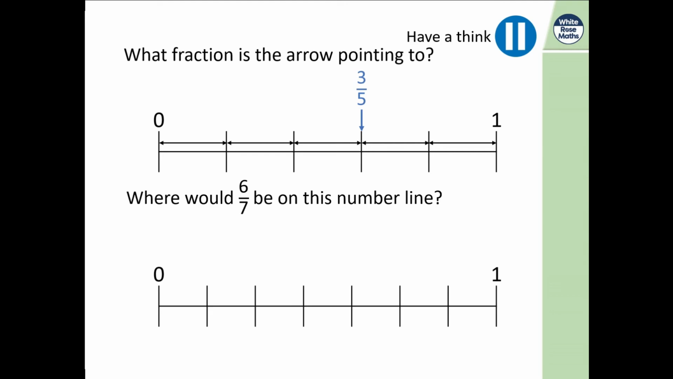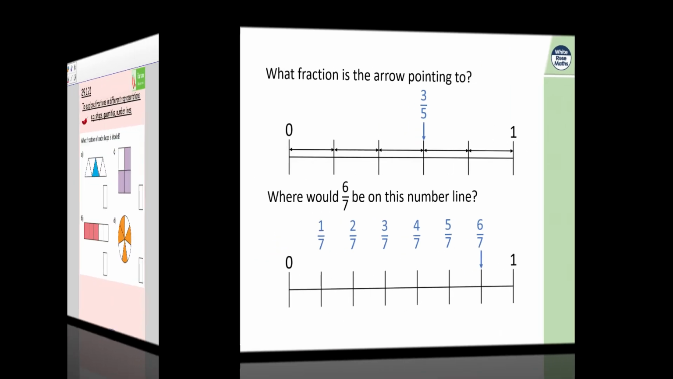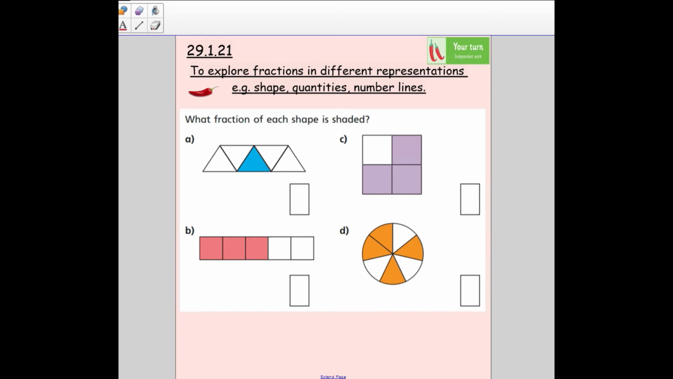Where would 6/7 be on this number line? Pause the video and have a think now. How did you do? Let's have a look. We can count along the number line here, so that's 1/7, 2/7, 3/7, 4/7, 5/7, and then 6/7. That's where the arrow would be on the number line. Well done. Now it's your turn.